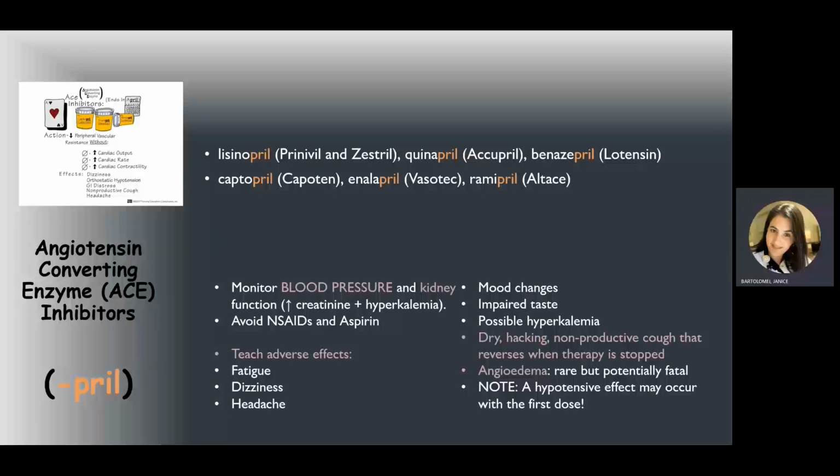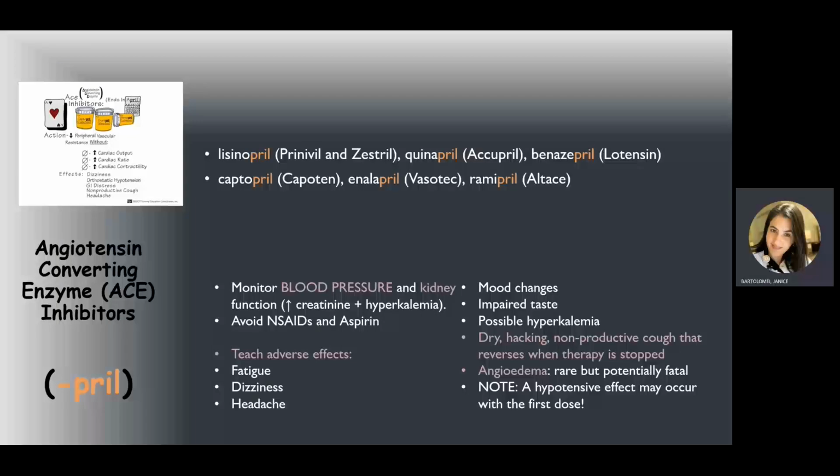However, it can affect your kidney function. So we need to monitor kidney function. We need to see what the creatinine level is. And they can also elevate potassium, so it can cause hyperkalemia.